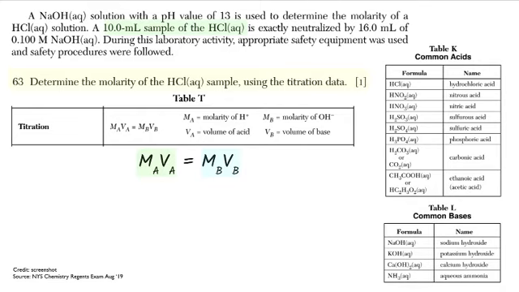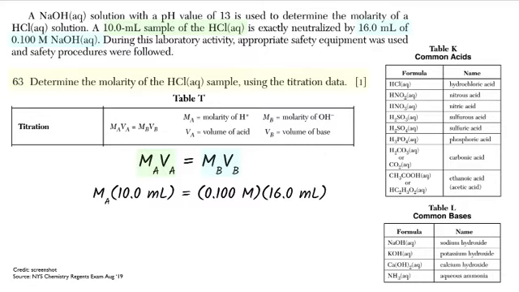So I see that I'm using 10.0 milliliters of HCl and that I'm using 16.0 milliliters of NaOH. Now, if I look at my table of common acids and common bases, I see that HCl is hydrochloric acid, so that's my acid, and I see that NaOH is sodium hydroxide, so that's my base.